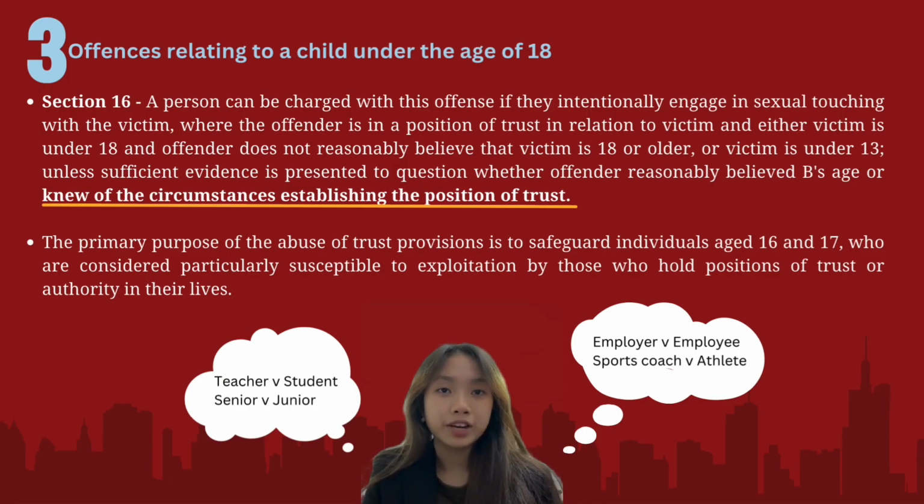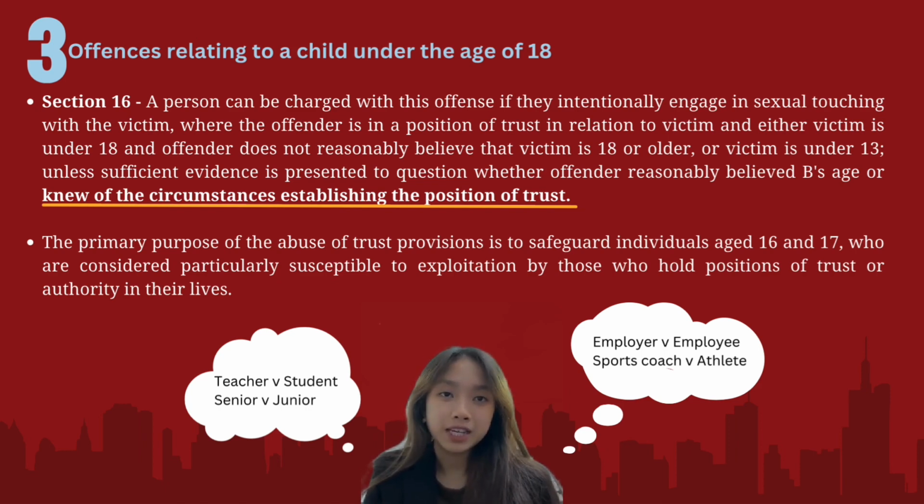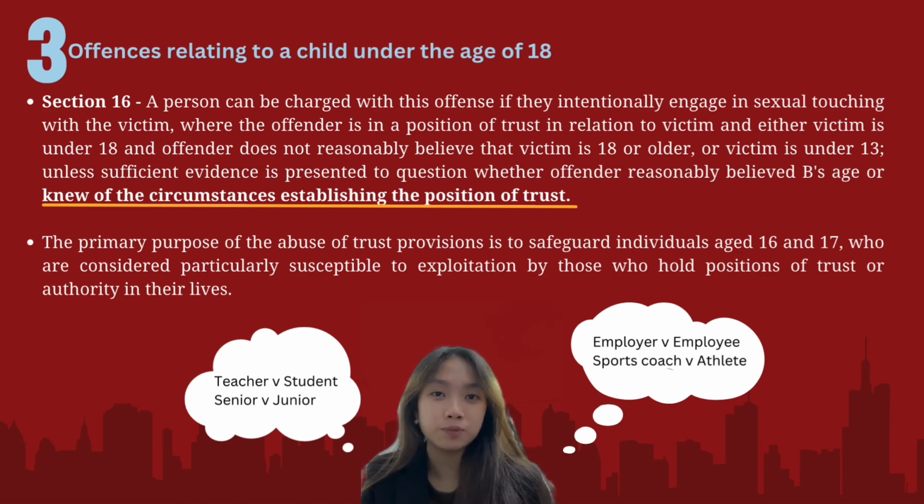The third type is provided in Section 16, where a person can be charged with this offence if they intentionally engage in sexual touching with the victim, where the offender is in a position of trust in relation to the victim and either the victim is under 18 and the offender does not reasonably believe that the victim is 18 or older, or the victim is under 13, unless sufficient evidence is presented to question whether the offender reasonably believed B's age or knew of the circumstances establishing the position of trust.